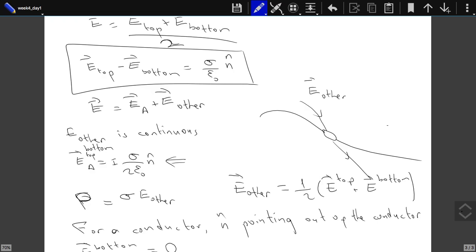No, you see, this is just one of the electric field lines. We have many electric field lines. It's just one of them.